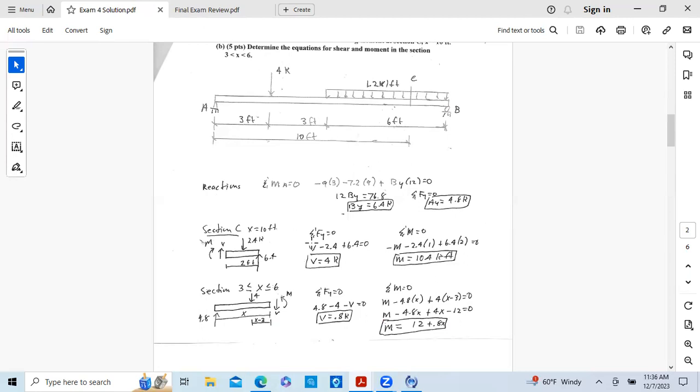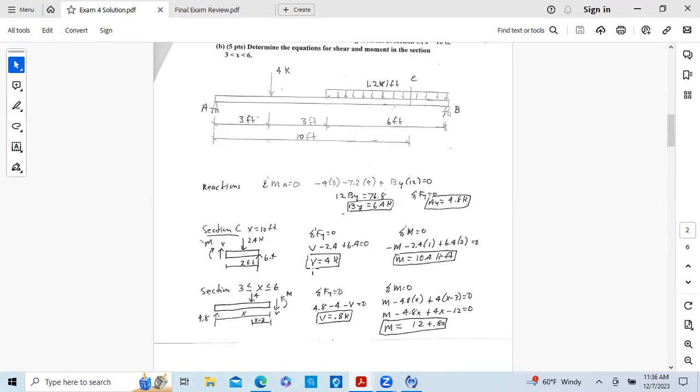Really simple, sum of forces in the y. We have V minus 2.4 plus 6.4. V is equal to 4 kips. So at that section, shear is 4 kips.